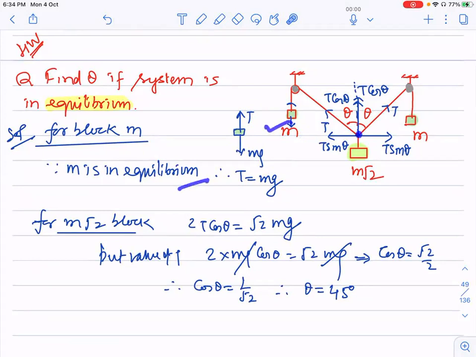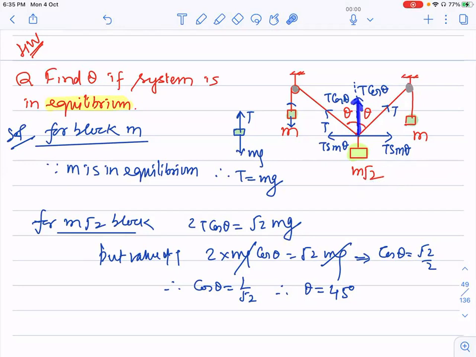Now we'll take the central block. This tension will go like this. It has two components. Upward component along with the theta is T cos theta, and the component away from the angle will be T sin theta. Similarly, for this tension, one component T cos theta will be here, other component T sin theta will be here. These two T sin theta components will balance horizontally, and these two T cos theta components will balance its weight m root 2g. इसकी weight को balance करेंगे.